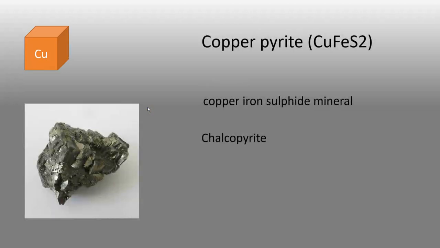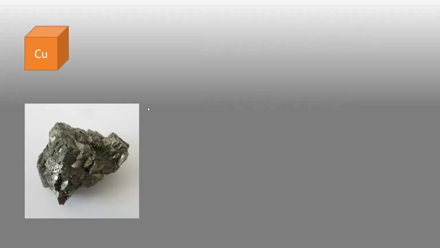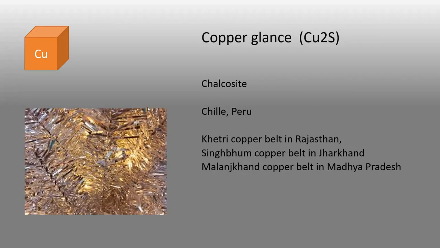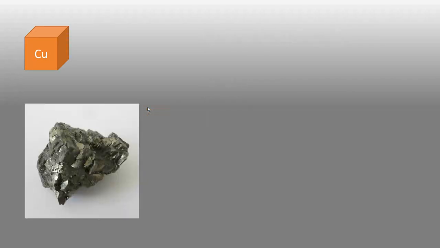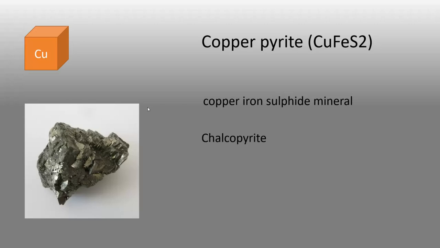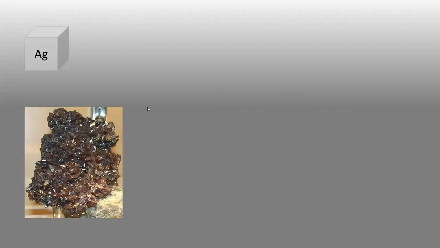Next is copper pyrite, and copper pyrite's other name is chalcopyrite. Okay, and it is a sulfide of iron and sulfur. Here, in copper glance only sulfur is present, and here iron is also present, so it is somewhat blackish looking. Our next ore is of Ag, that means Ag is our silver.